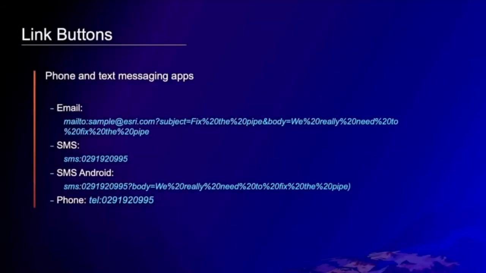And I just want to make you aware of the fact that you can use links to launch your phone and text messaging applications. All you need to do is use the appropriate URL. I should also point out that these URLs support parameters. So for example, with the email here, you can specify the recipient email, the email subject, and also the email body, all within that URL.